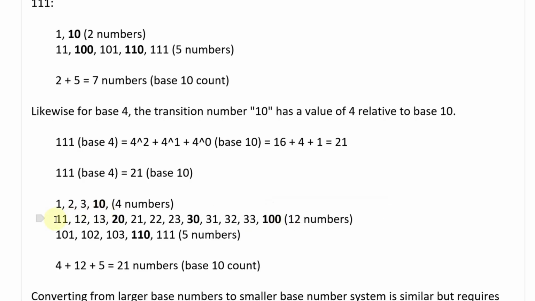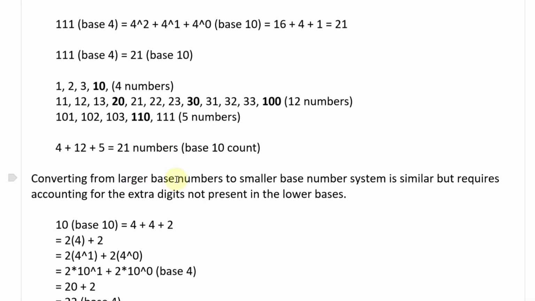You can see this is going to be 4 plus 4 plus 4. So 12 numbers. The first one's 4 numbers, and then 12 numbers, and then the next ones are 101, 102, 103, then 110, and after that is 111. That's 5 numbers. So we'll have 4 plus 12 plus 5, which is equal to 21 numbers, or base 10 count. So that's how you can double check. That's exactly the same thing.